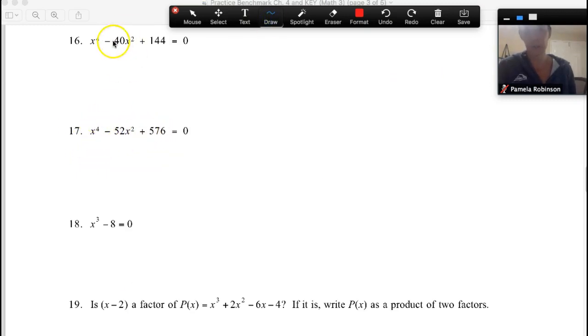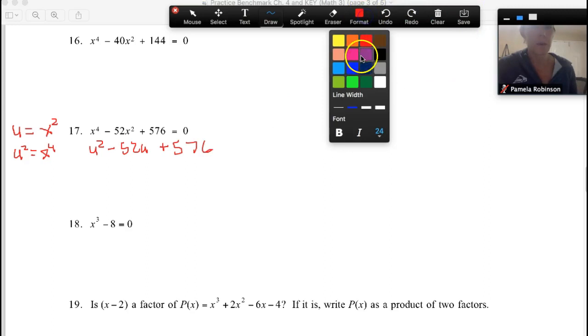Number 17 is similar to 16. You have an x to the 4th here, so you can go ahead and use the u substitution if that works for you. So if you set u equal to the middle term, x squared, and you can see if I square this, I get an x to the 4th, so it works. And then u squared will equal x to the 4th. Then you can plug in, this would be u squared, and this would be u.